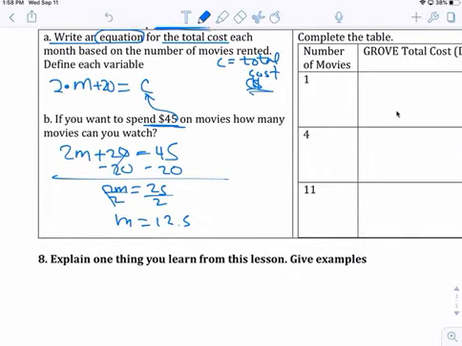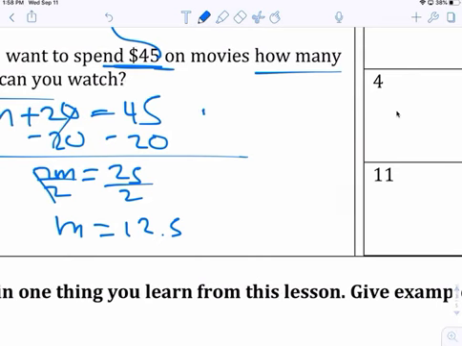How many movies can you watch? You can watch 12 movies. You can't pay for half a movie. They're not going to do that.